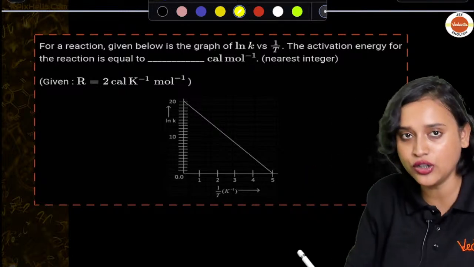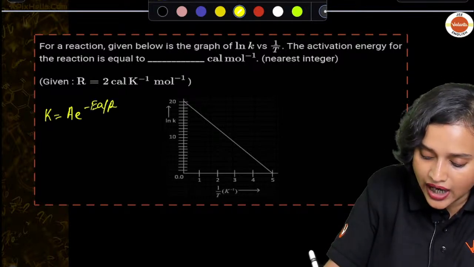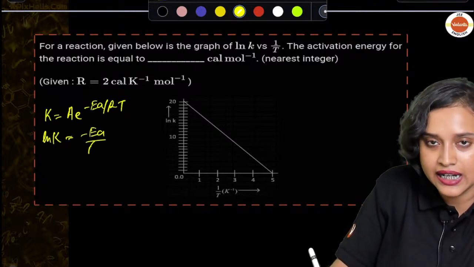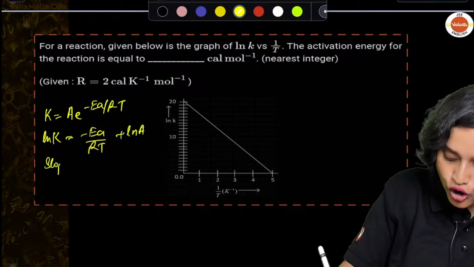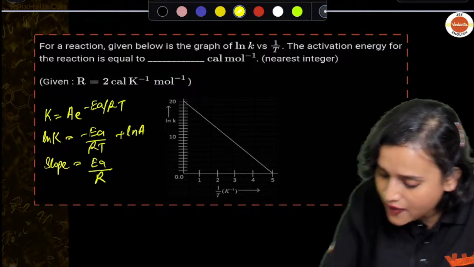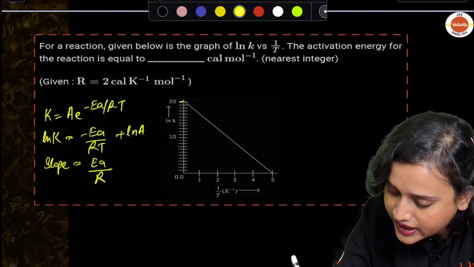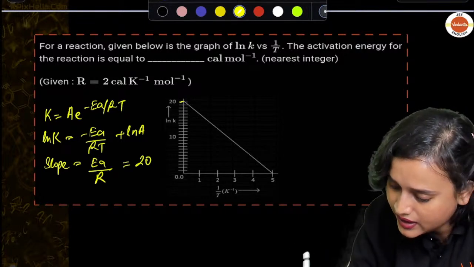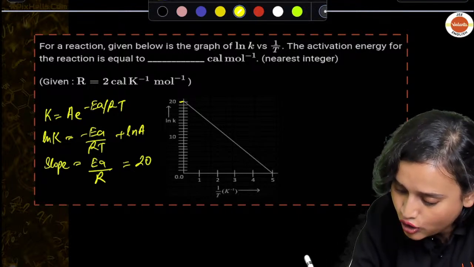Nearest integer. So, what do we know, guys? We all know that K is equal to A e to the power minus EA divided by RT. That means that ln of K is equal to minus EA divided by RT plus ln of A. I can write it like this, isn't it? So that means my slope is equal to, what is my slope? Slope is equal to EA divided by R. And from this graph, we can see that EA divided by R, it is going to be 20 divided by R is here 1 by T.